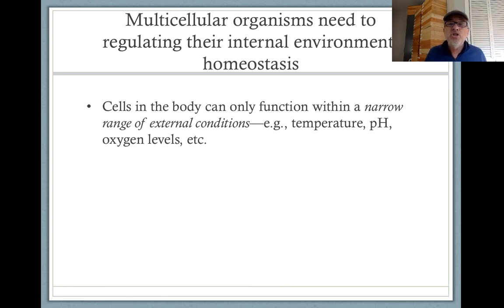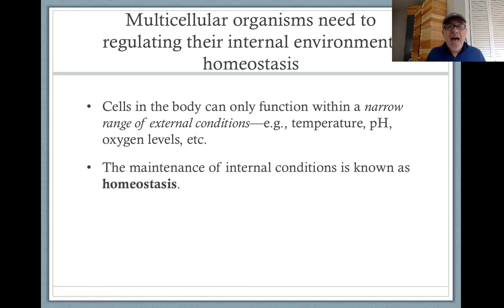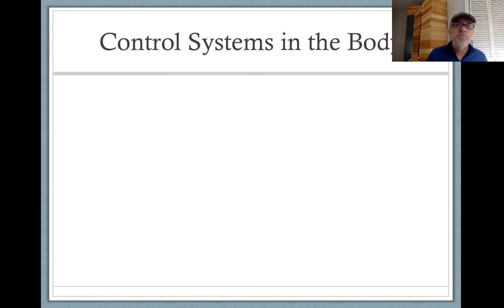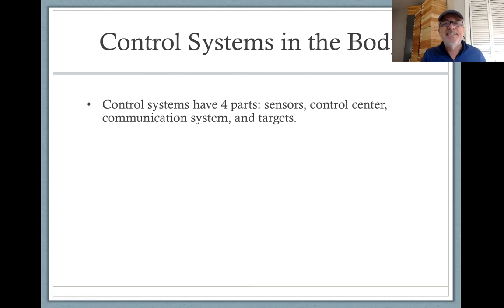Cells can only function within a narrow range of temperature, pH, oxygen levels, osmolarity, which is that osmotic pressure. So that's what homeostasis is. And in order to maintain homeostasis, the body has to have control systems. So let's think about some of these control systems in the body. What are they like? Well, they have 4 parts. Sensors, that makes sense. A control center that can respond to the information the sensor picks up. A communication system, and then a target.